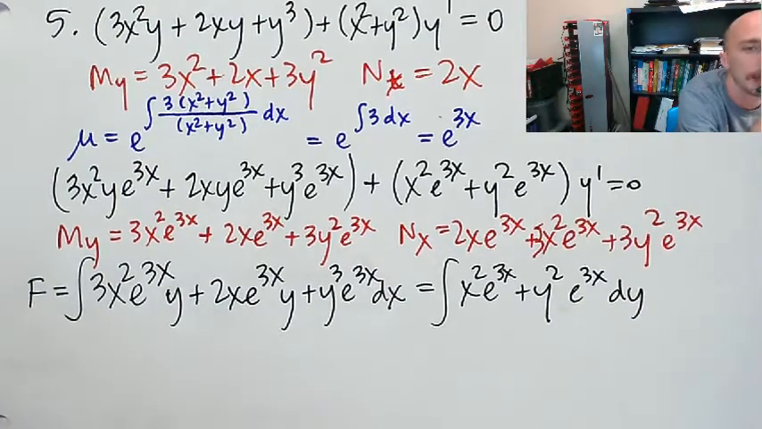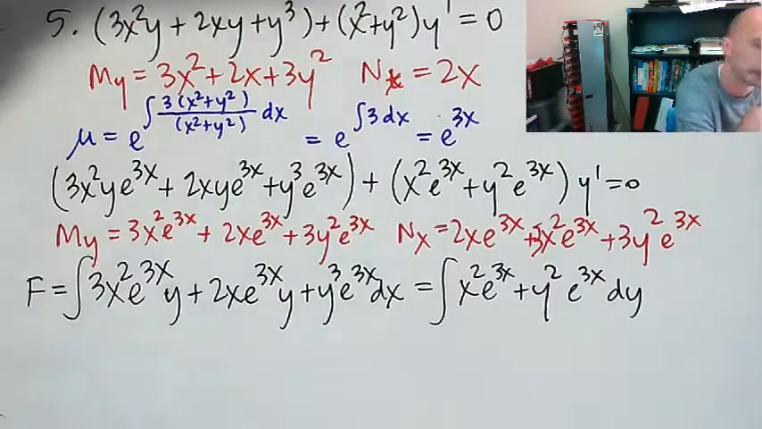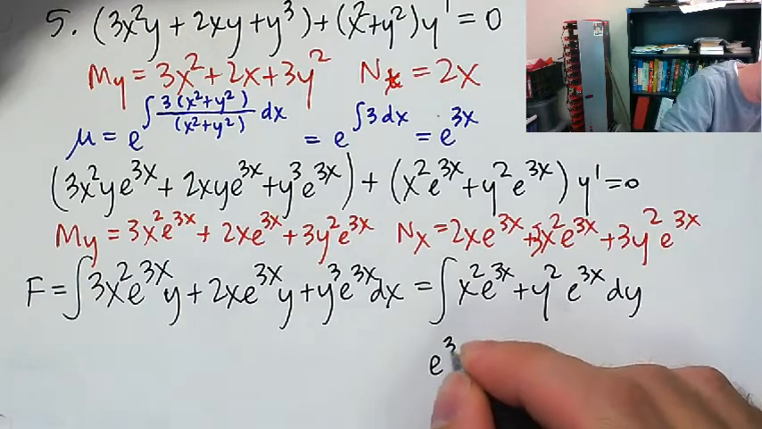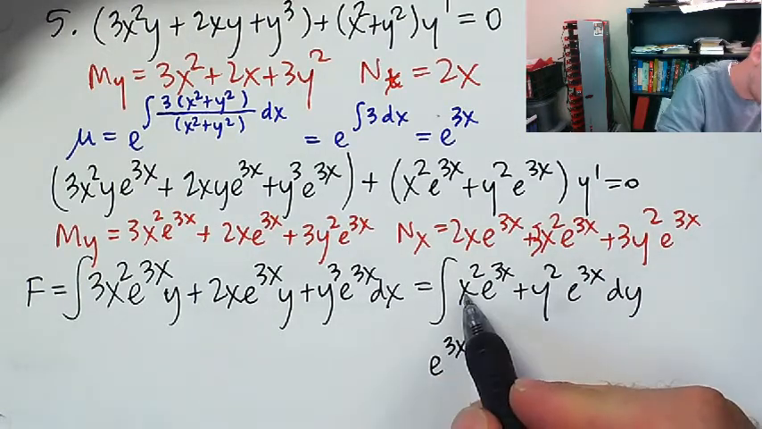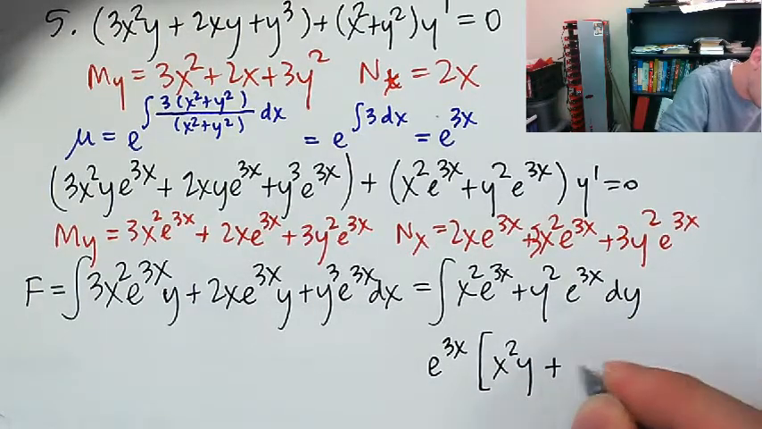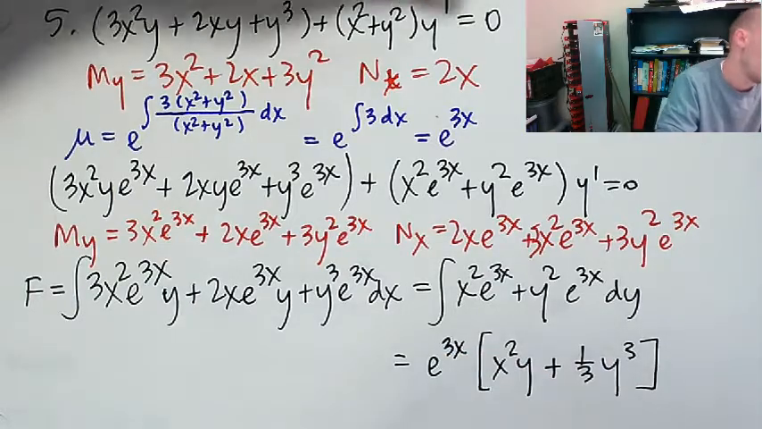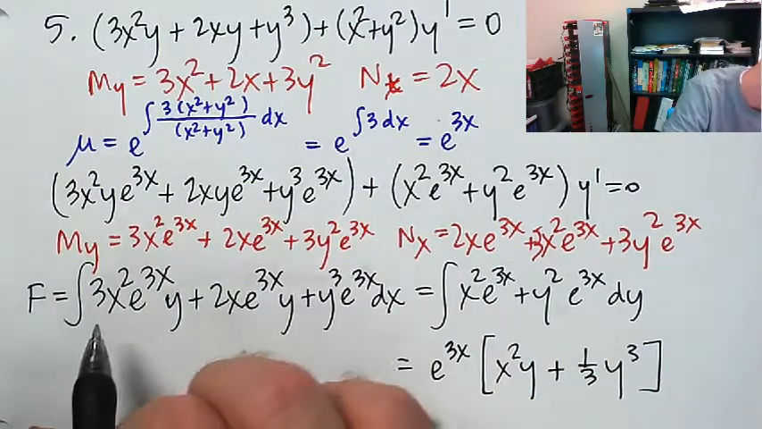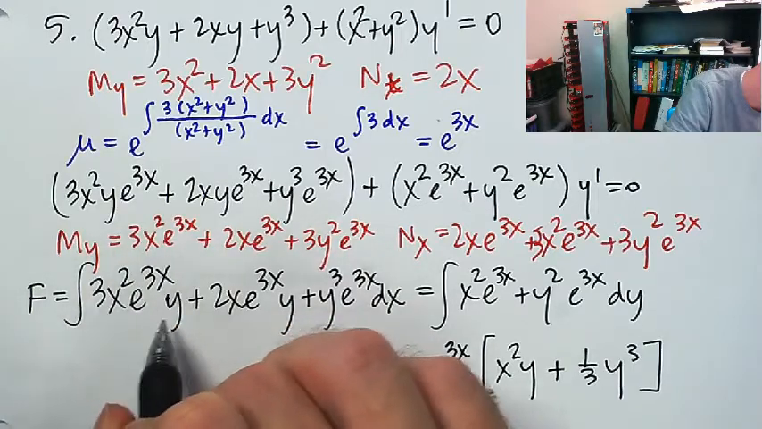Now, there might be something I can do to make this a little easier. Over here, okay, I can make this easier by factoring out e to the 3x. Okay. And then when I anti-differentiate x squared with respect to y, I'll get x squared y. And then I'll get 1/3 y to the 3rd. Okay. Here, I'm just trying to think if there's any way around doing u dv on this.